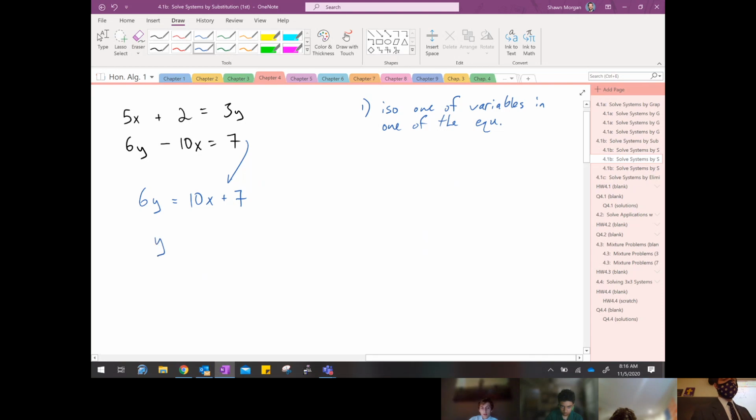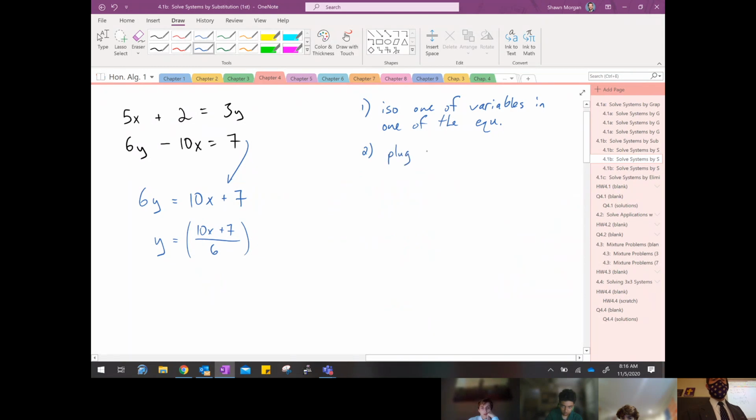So we divide by 6. We get Y equals 10x plus 7. I'm just going to keep the whole right-hand side divided by 6. So what that means is that Y is the same thing as 10x plus 7 all over 6. Wherever I see Y, I can plug that expression in. Okay, now here comes step 2.